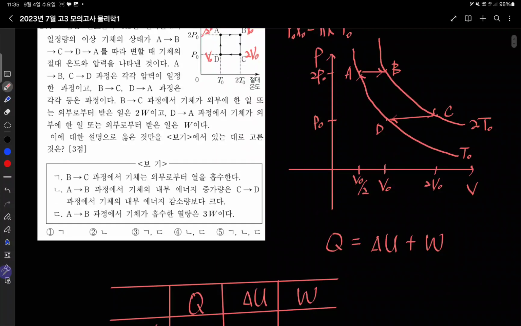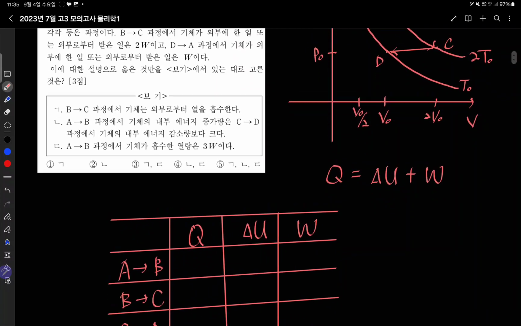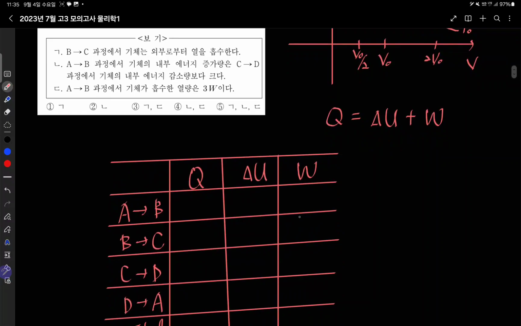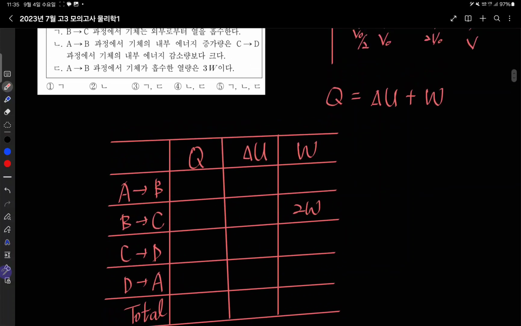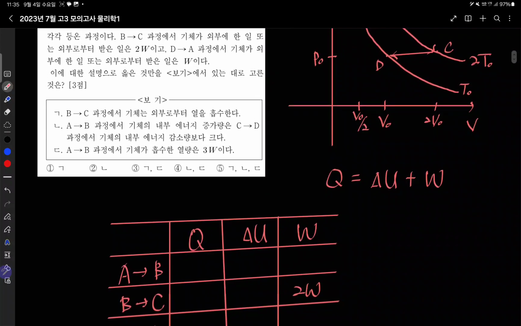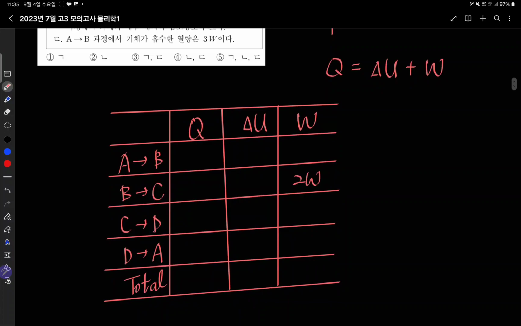as the volume increases, the gas does work, and the amount is 2 times W. And from D to A, as the volume decreases, the gas receives work, and that means the amount of work has a negative sign, negative W.